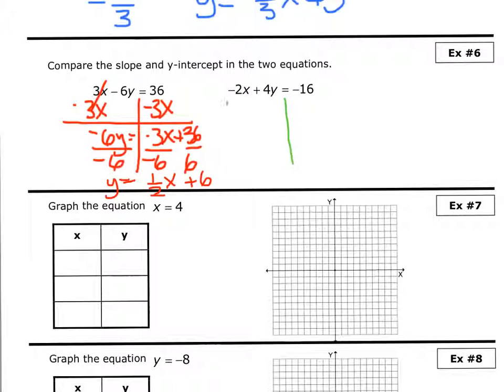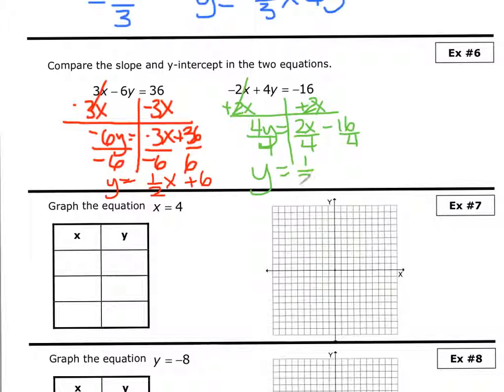For the second equation, I'm going to this time add 2x. So I get 4y equals 2x minus 16. Divide everything by 4. When I do that, 2 divided by 4 is a half, and then minus, or negative, 4. Compare the slope and the y-intercept. Well, the slopes are both 1/2, so I've got the same slope. And then compare the y-intercepts: a positive 6, a negative 4.